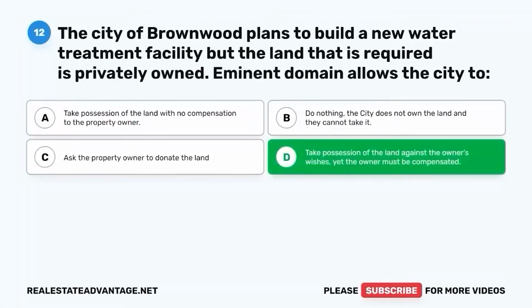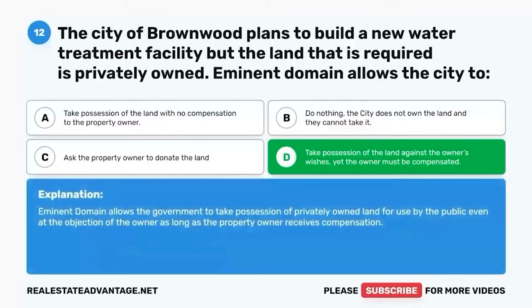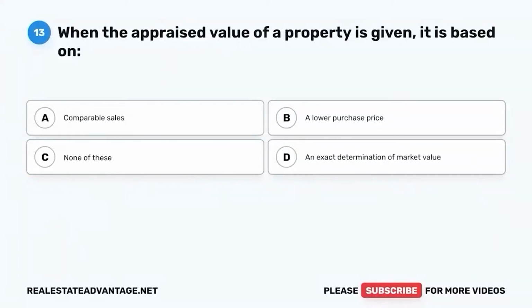The correct answer is D. Take possession of the land against the owner's wishes, yet the owner must be compensated. Eminent domain allows the government to take possession of privately owned land for use by the public, even at the objection of the owner, as long as the property owner receives compensation. Question 13. When the appraised value of a property is given, it is based on A. Comparable sales. B. A lower purchase price. C. None of these. D. An exact determination of market value.